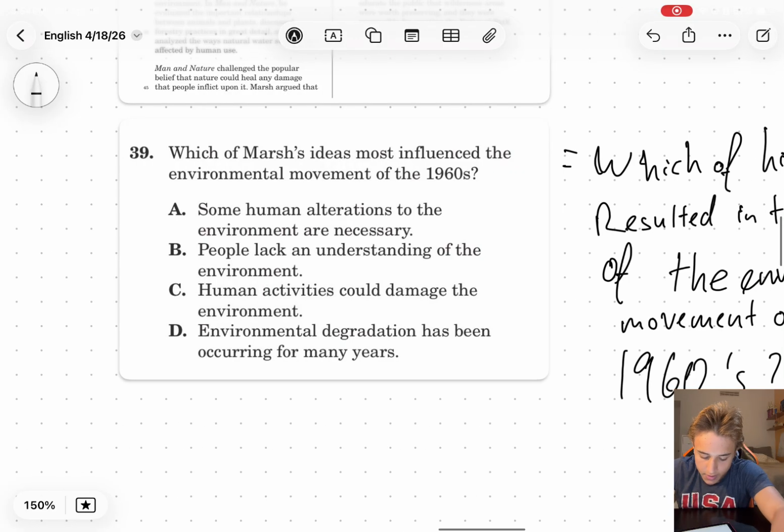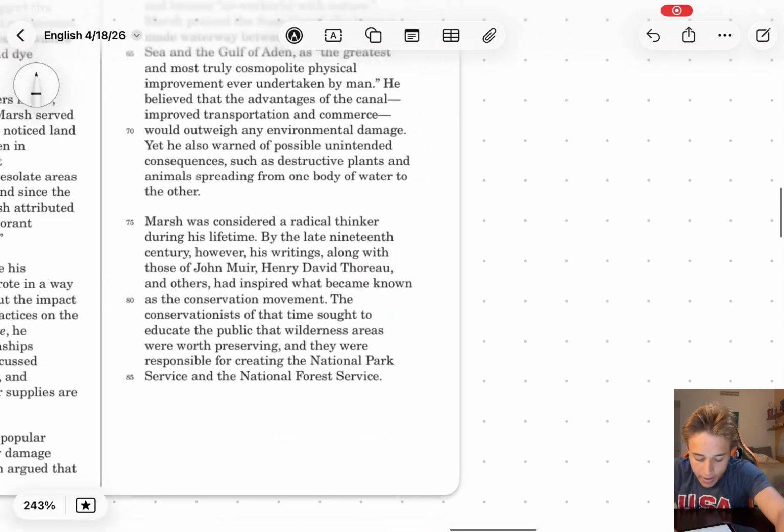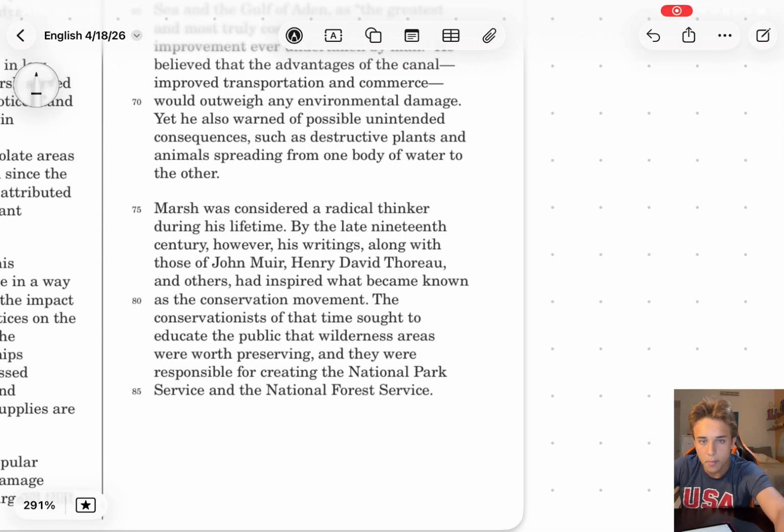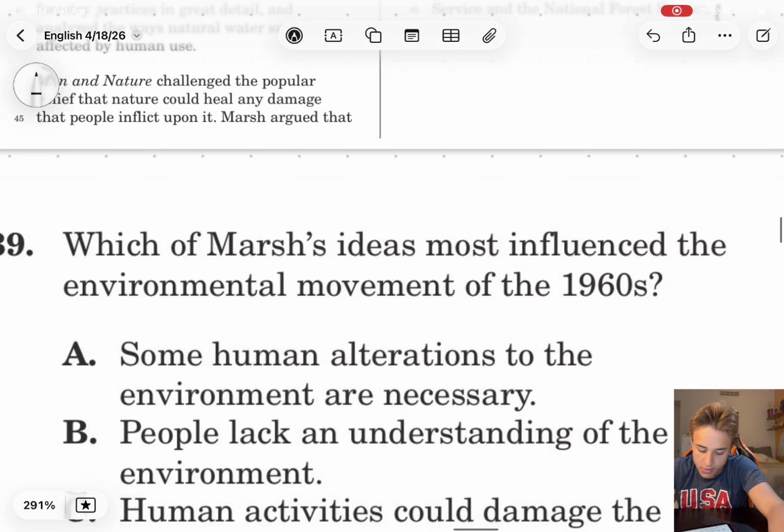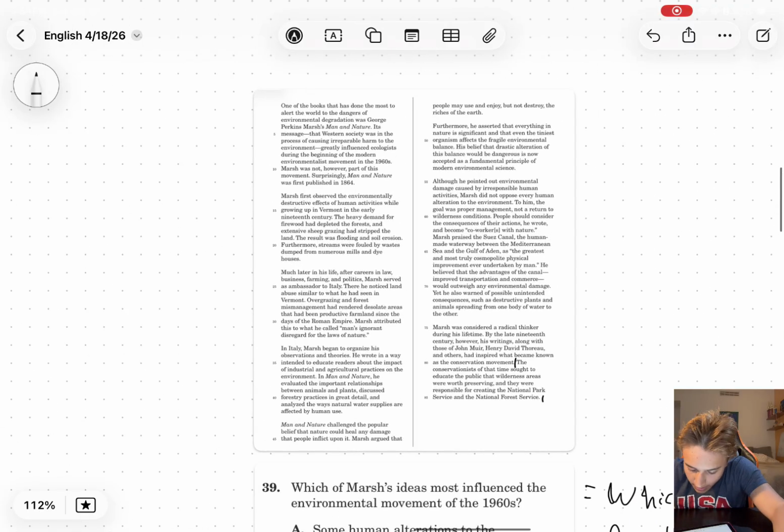So if we look at our answer choices: some human alterations to the environment are necessary; people lack an understanding of the environment; human activities could damage the environment; and environmental degradation has been occurring for many years. So now we're going to look at the past. Here's where it talks about the environmental movement. The conservationists of that time sought to educate the public that the wilderness areas were worth preserving, and they were responsible for creating the national park and the national forest services. So that's basically what the environmental movement, or the conservation movement, was. So we're looking at the past here.